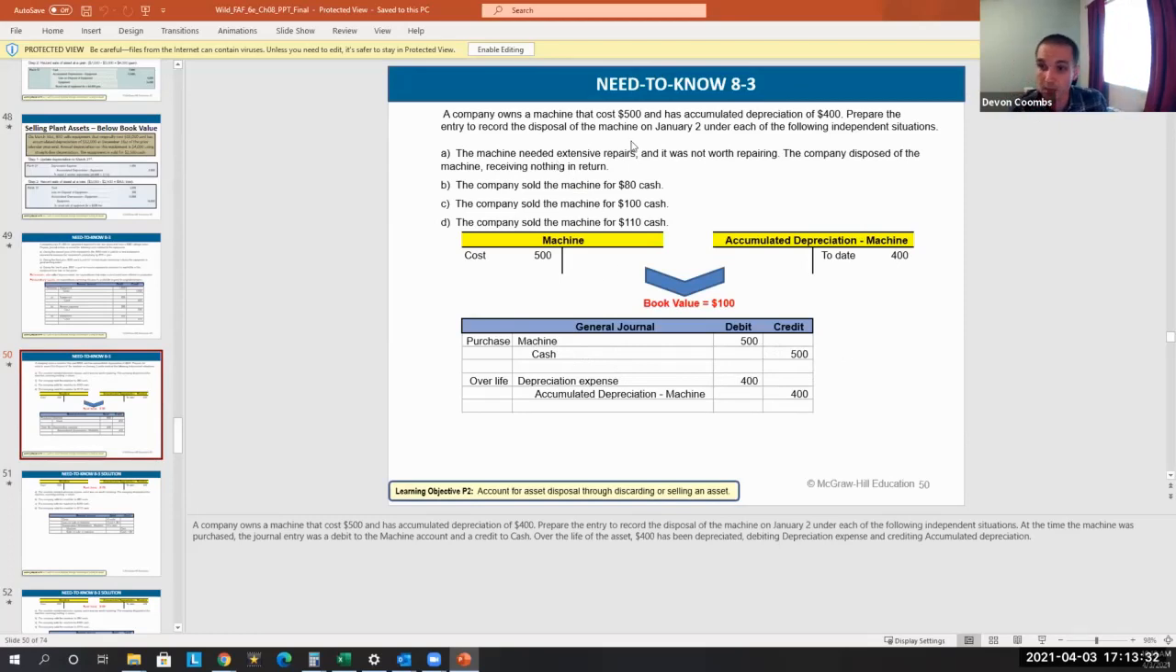The machine needs a bunch of repairs, and it was not worth repairing. The company disposed of the machine, receiving nothing in return. And then it says, what are the different journal entries? Sorry, the different journal entries in all these scenarios. So it needs extensive repairs, not worth repairing.